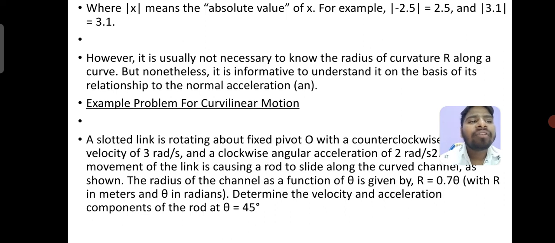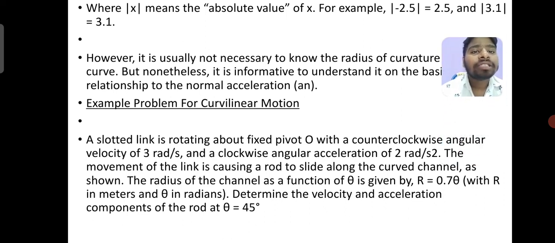Example problem for curvilinear motion. Okay, we shall discuss one example problem. A slotted link is rotating about fixed point O with a counterclockwise angular velocity of 3 rad/s and a clockwise angular acceleration of 2 rad/s square. The movement of the link is causing a rod to slide along the curved channel. As shown, the radius of the channel as a function of theta is given by r equal to 0.7 theta, with r in meters and theta in radians. Determine the velocity and the acceleration of the rod at theta equal to 45 degrees.